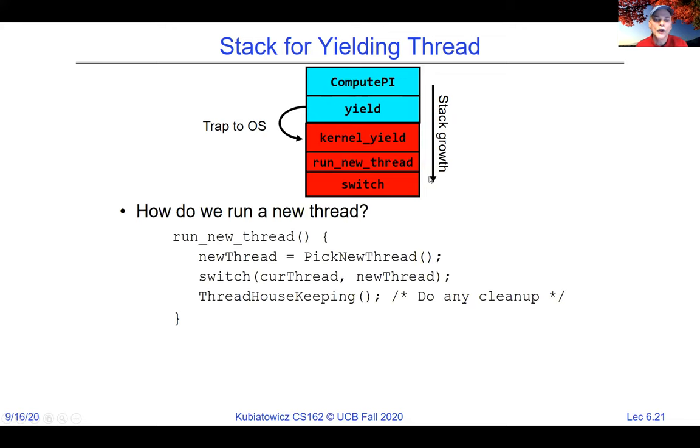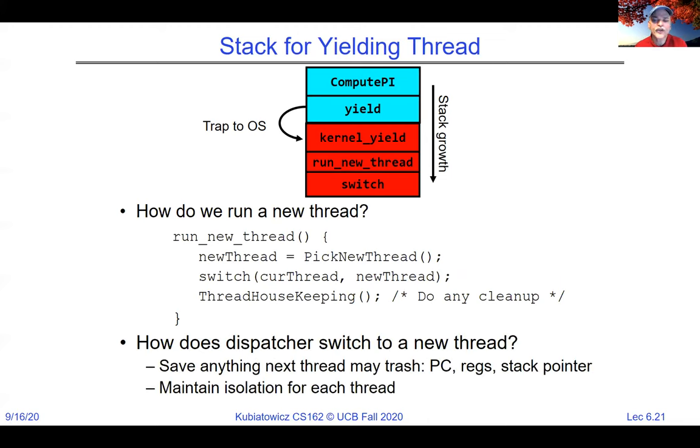OK. So here's what's going to happen now. This is the running the new thread. So we hit kernel yield calls run new thread. And notice what run new thread is. It picks the next thread to run. Okay, that's a scheduling type operation. And then it executes switch. Okay, and that switch operation is going to somehow switch to a different thread. Okay, and then we're going to do some housekeeping, which might be cleaning things up, seeing how much CPU time we're using, et cetera.